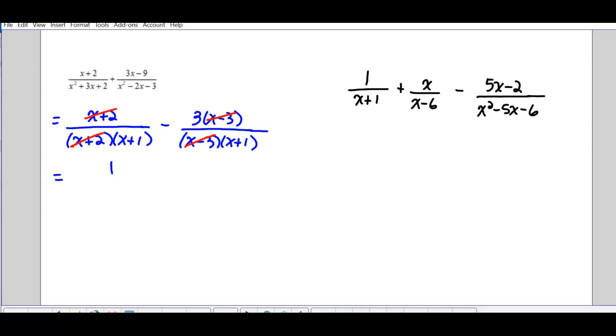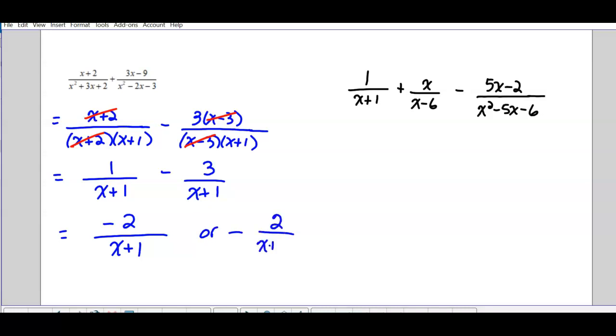So this ends up being 1 over x plus 1 minus 3 over x plus 1. You've got the same denominator. You didn't have to find a common denominator. Okay. Worked out that they had the same denominator, so that's just negative 2. Okay, so you either show the negative there, or negative 2 over x plus 1.